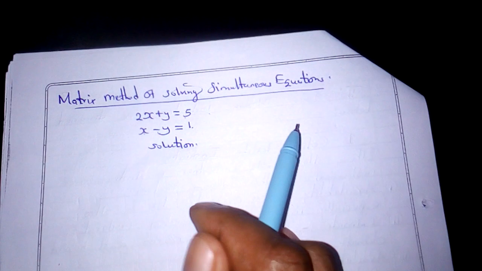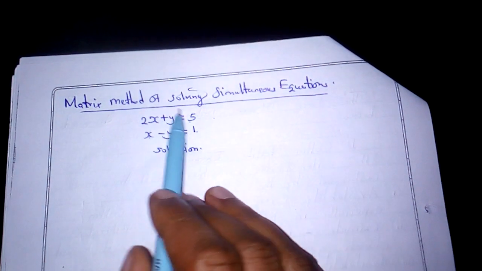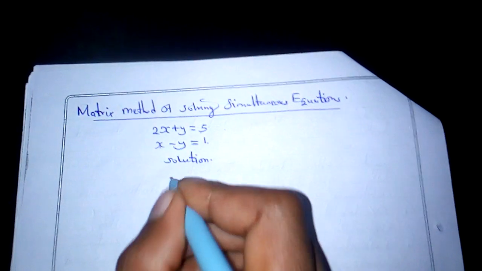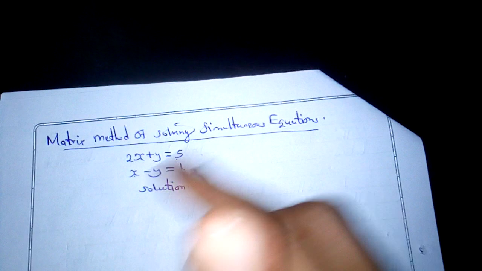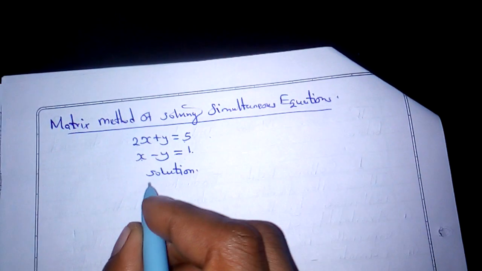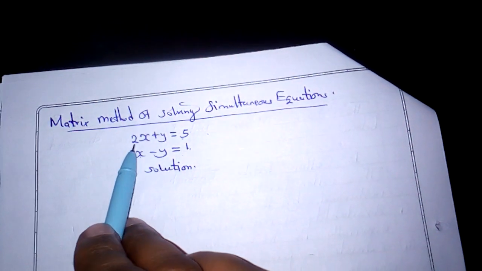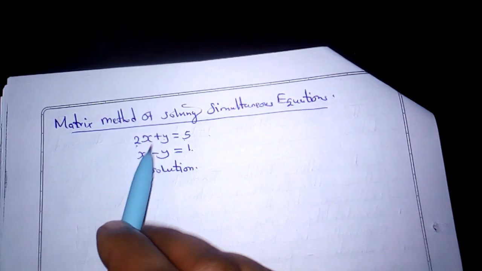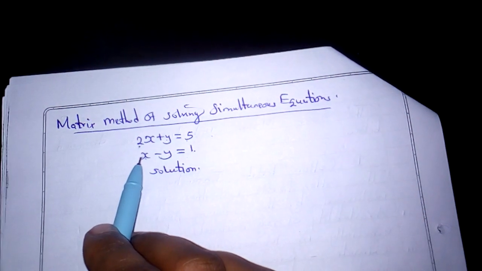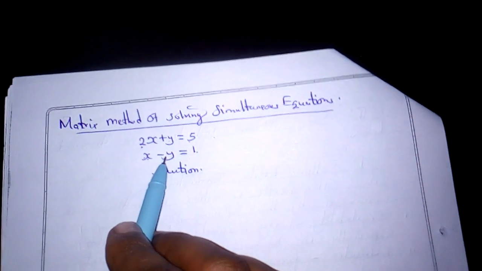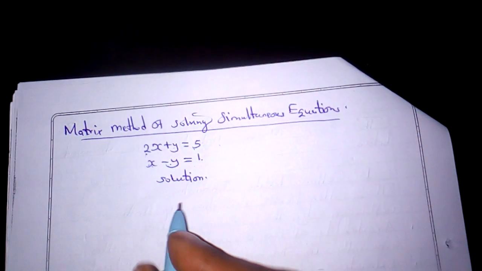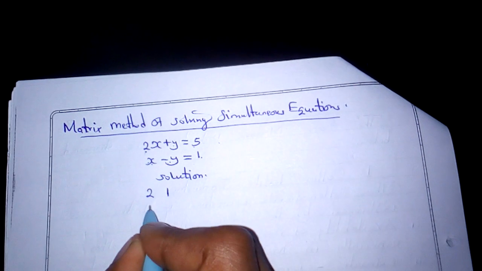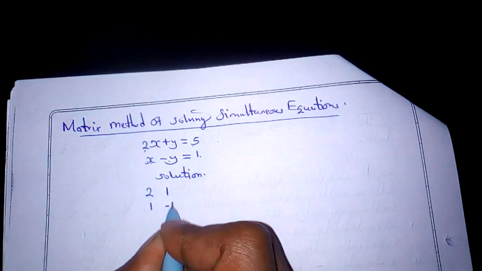So the first step, we need to write or express our equations in the form of a matrix. So step number 1, let's arrange or write it in matrix form. We are going to take the coefficients: 2, the coefficient of x, the coefficient of y, that is 1, the coefficient of x in the second equation, that is 1, and negative 1 for y in the second equation. So take only coefficients. So we have 2, 1, 1, negative 1.